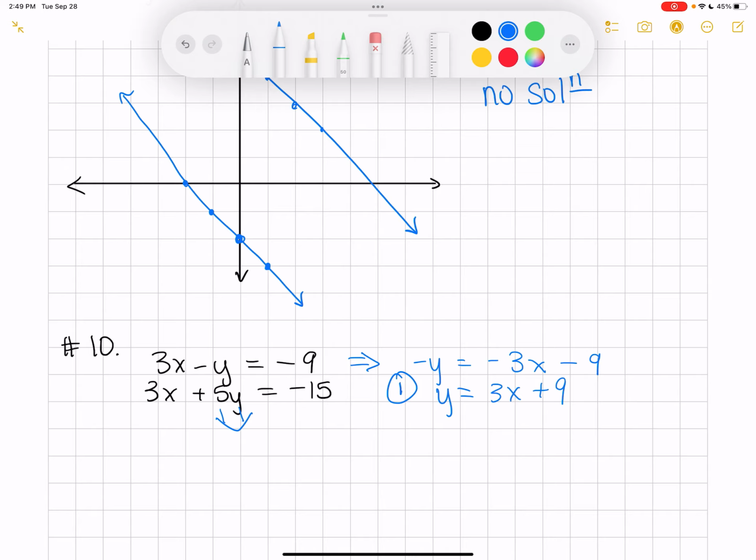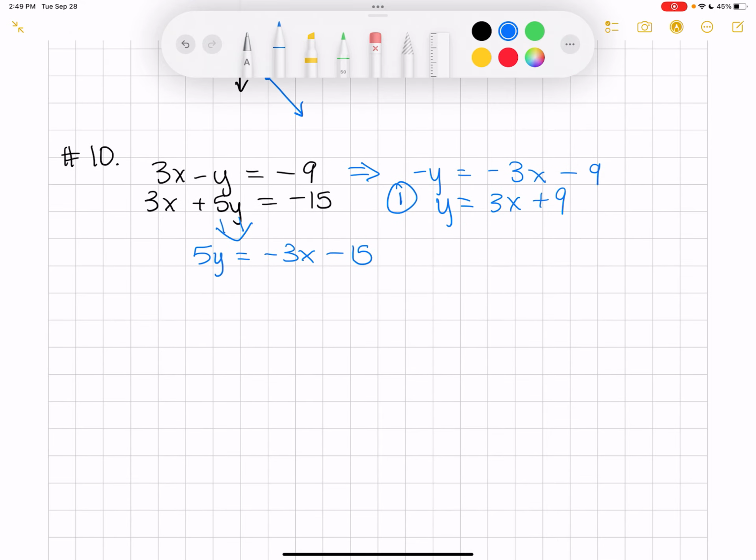You move the 3x over. Okay, now what? You divide by 3. Oh wait, no, never mind. I'm gonna divide by 5. So y is equal to negative 3/5 x minus 15 divided by 5 is 3. Alright, so this is my new equation 2. So now I need to graph those. Hold on. Let me just write them.